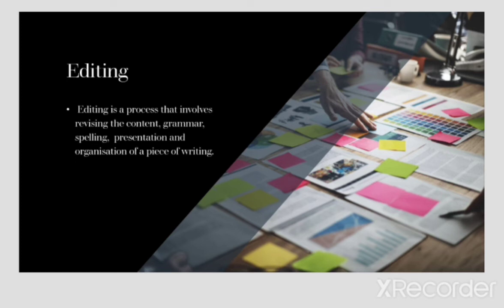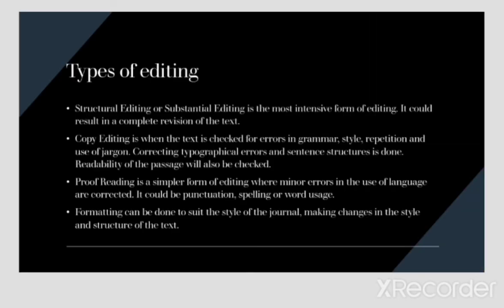There are different types of editing. First one is structural editing, or substantial editing. This is the most intensive form of editing, and this could result in the complete revision of the text. A detailed editing is called structural editing.